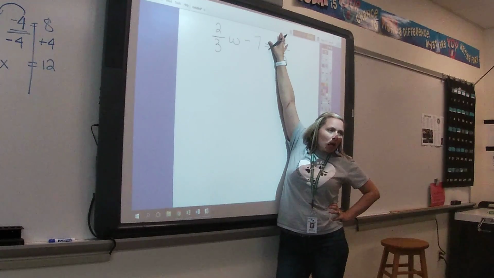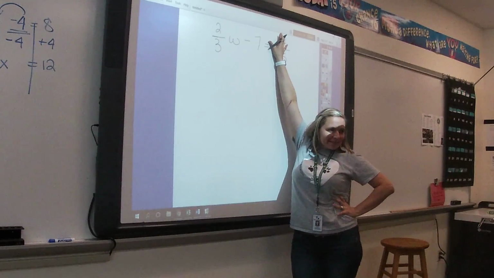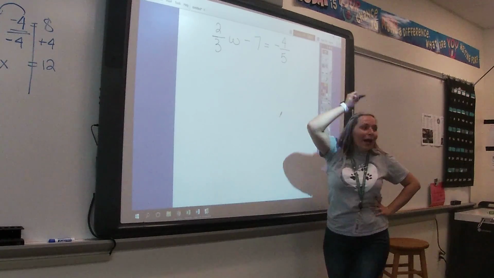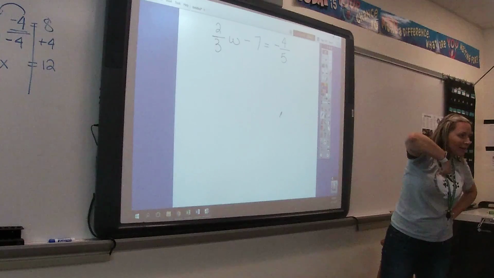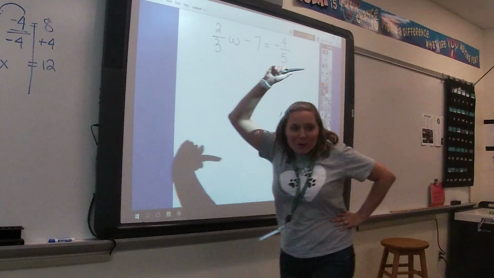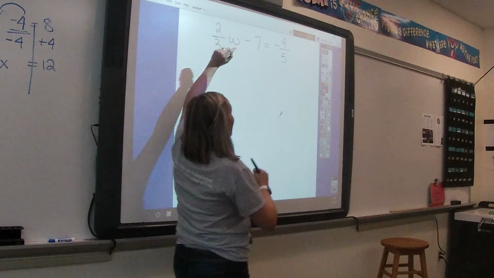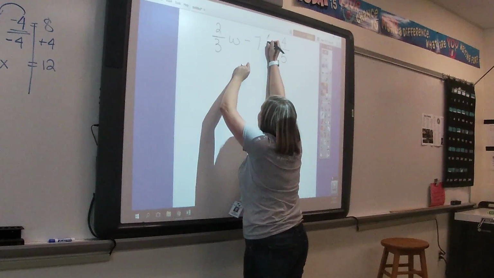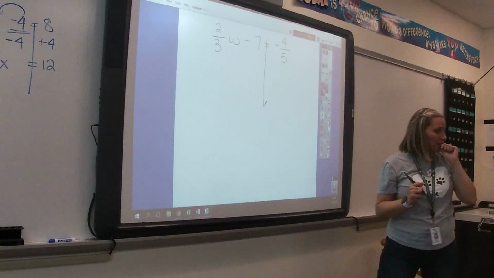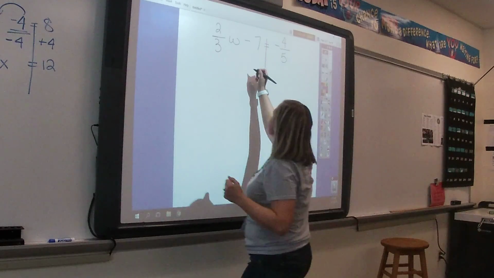Why the 7? I gave you a rule, because it's addition and subtraction. And why are we doing addition and subtraction first? Because we're doing order of operations backwards. So addition and subtraction is what we have to undo first. Okay? So we're going to undo subtracting the 7. How do we undo subtracting 7? Add 7.